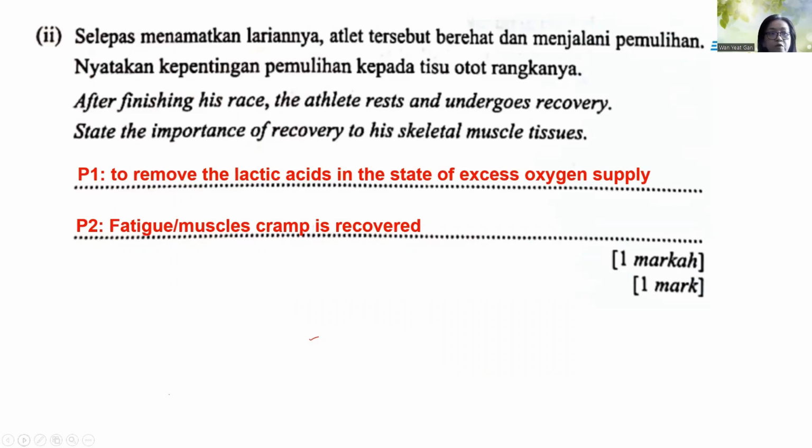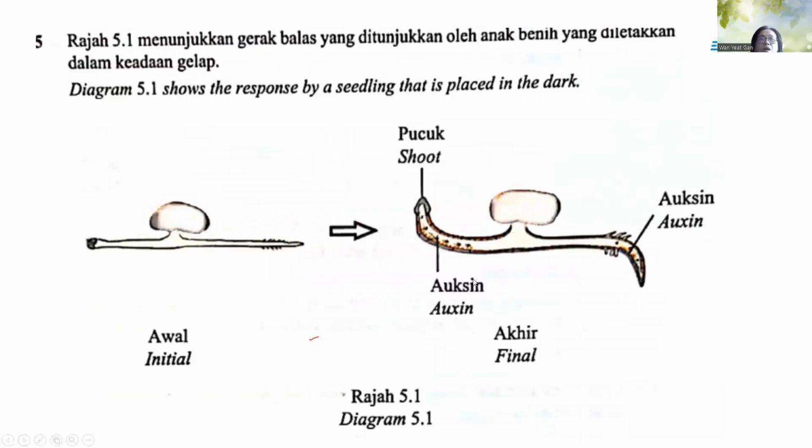Okay, so let's move on to the next question. The diagram shows the response of a seedling that is placed in the dark. Now, this question is in chapter 5 of Form 5, about hormones in plants. You can see that initially when you place the seedling horizontally, after a while the seedling will grow with the one side going down and the other side, which is the shoot, going upward.